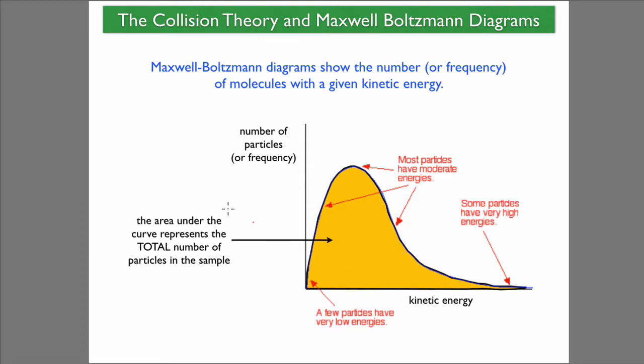The area under the curve represents the total number of particles in the sample, which is fairly straightforward because if you did them all as lines and counted them all up, you would get the total number of particles.